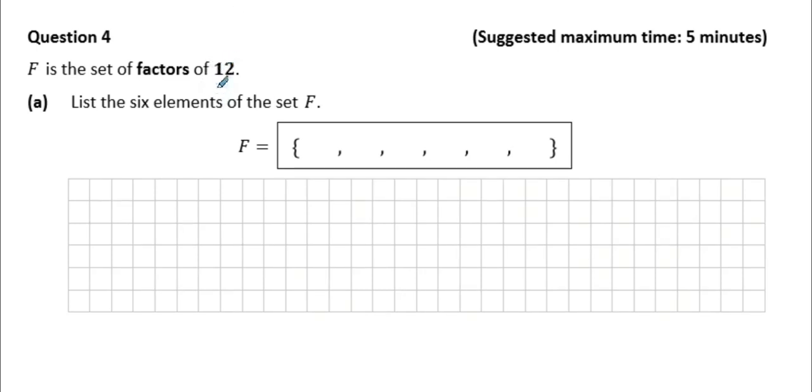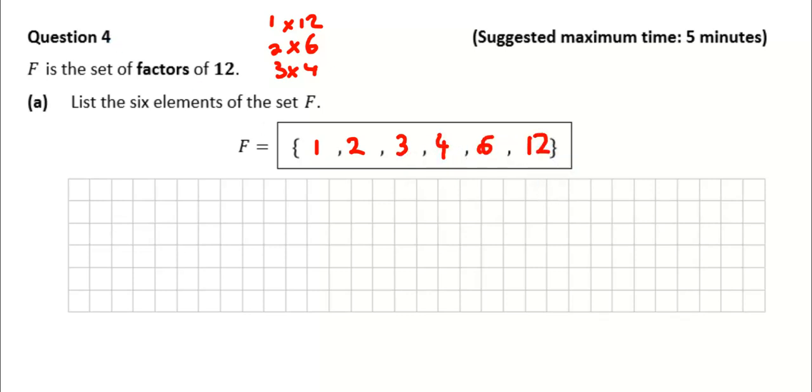Set F is a set of factors of 12. List the elements of the set F. Factors of 12 are 1 multiplied by 12, 2 multiplied by 6, and 3 multiplied by 4. So it's going to be the numbers 1, 2, 3, 4, 6, and 12.